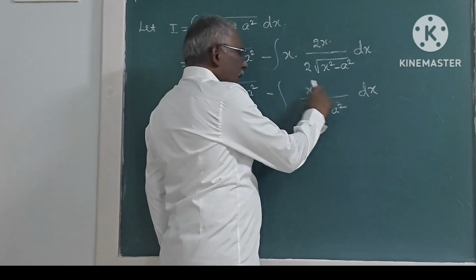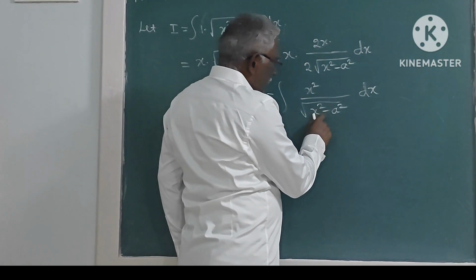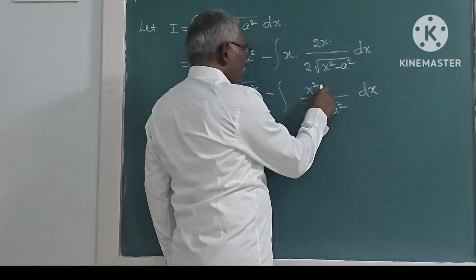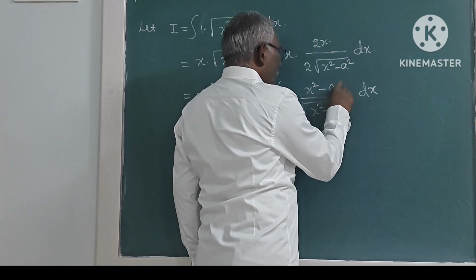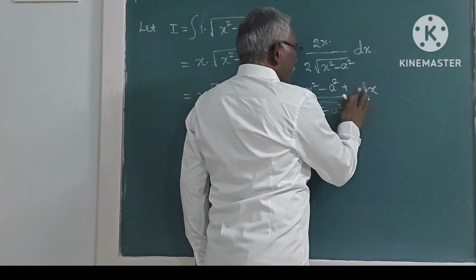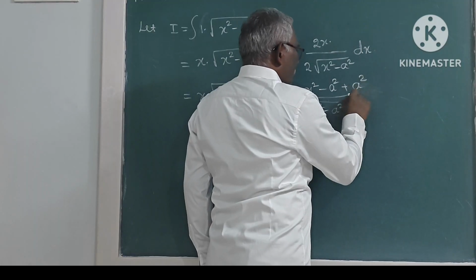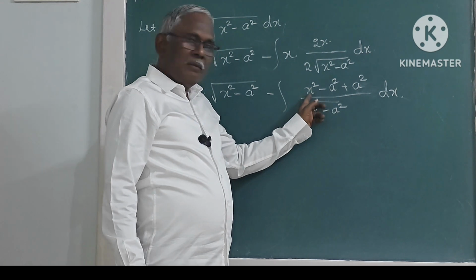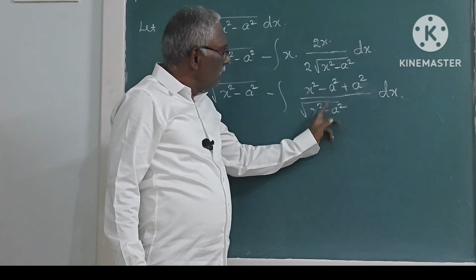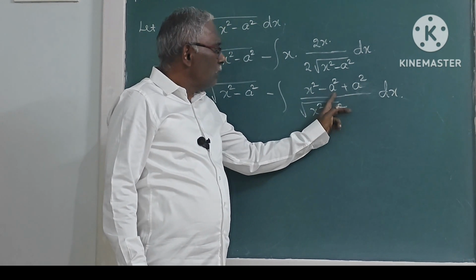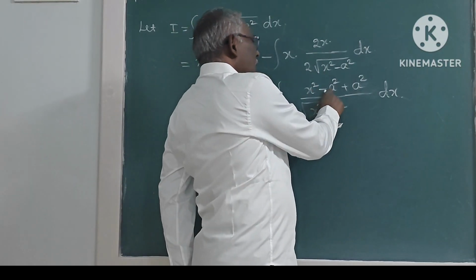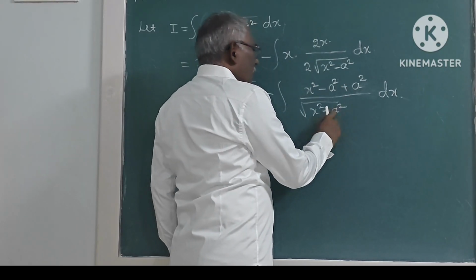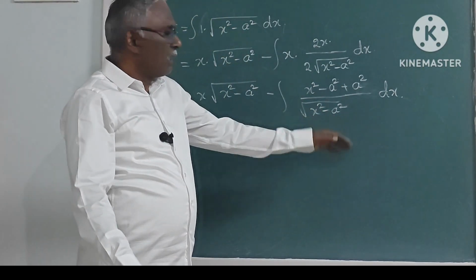In this integral, in the denominator x square minus a square is there, numerator x square is there. So I will write this as x square minus a square plus a square dx. So x square we are writing as x square minus a square plus a square, because we have subtracted a square, adding a square. Now if we divide x square minus a square by this term, we will get square root of x square minus a square.